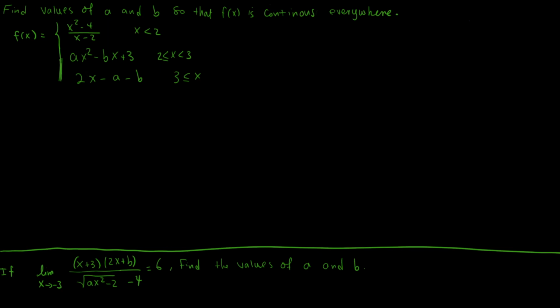Find values of a and b so that f of x is continuous everywhere. And f of x here is what's known as a piecewise function. Why is it called that? Because during different pieces of its domain, it has different algebraic expressions. So for example, if x is less than 2, then the algebraic expression associated with the function is x squared minus 4 over x minus 2. If x is between 2 and 3, then the middle one. If x is larger than 3, then the bottom one, right? So that's what we call a piecewise function.